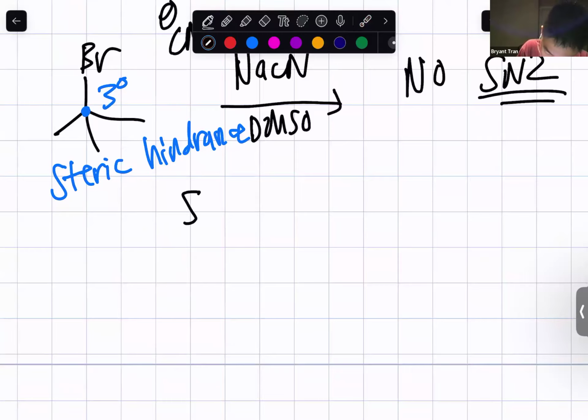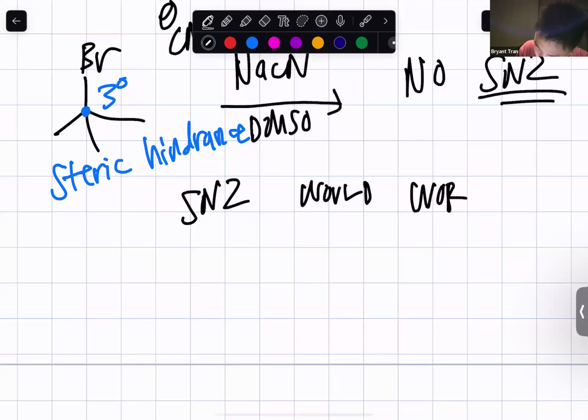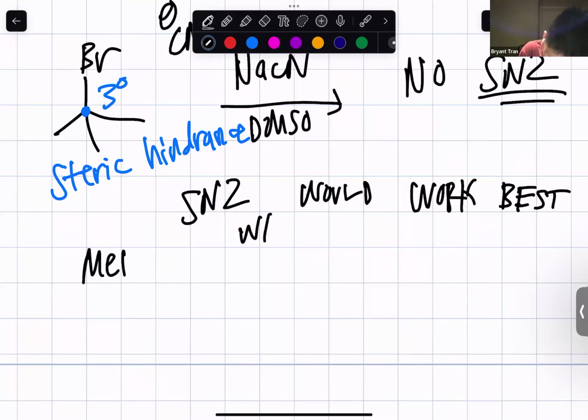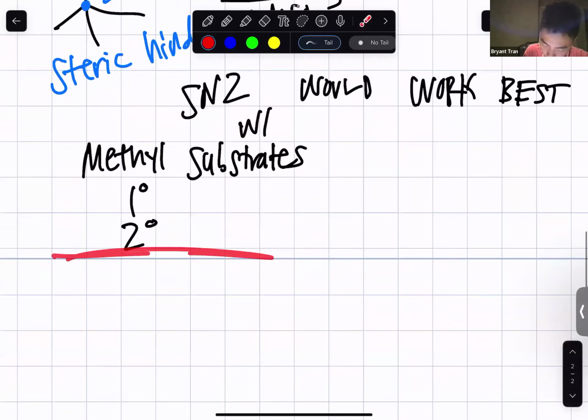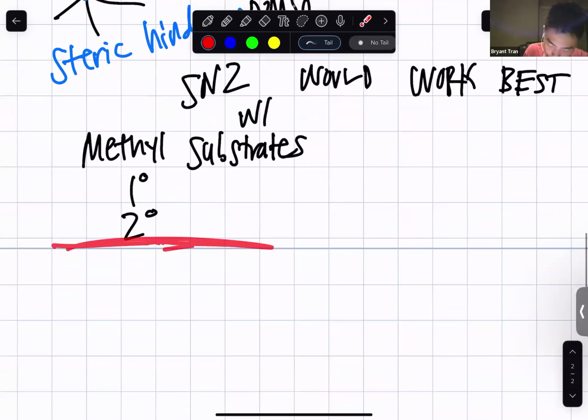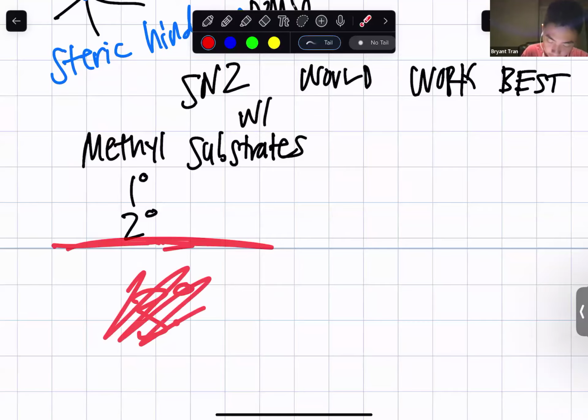SN2 would work best with methyl electrophiles, right, or substrates. Then primary, and then secondary would be moderate, right? Tertiary would be no reaction, it's too bulky, too crowded.